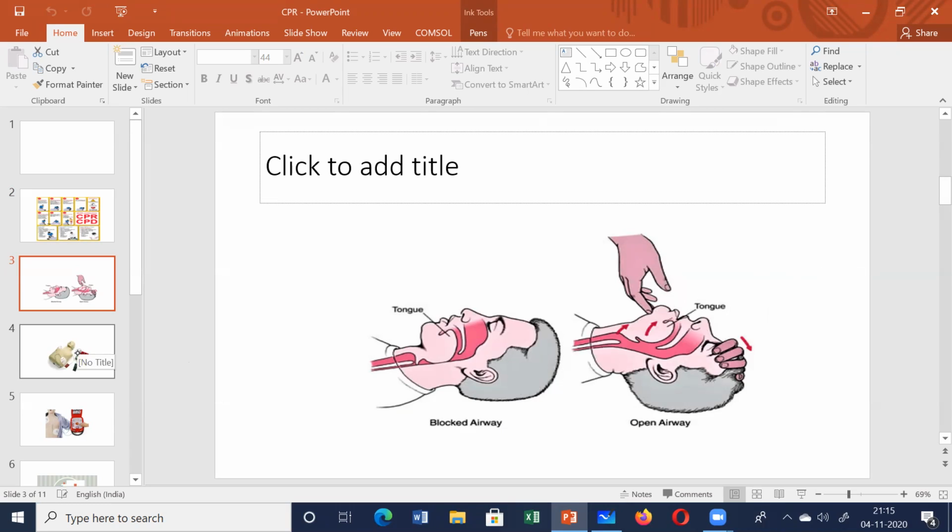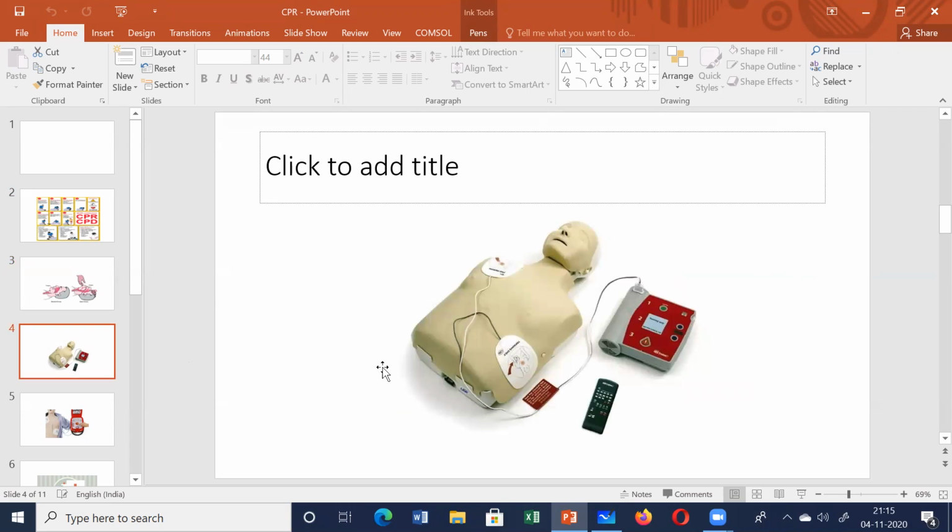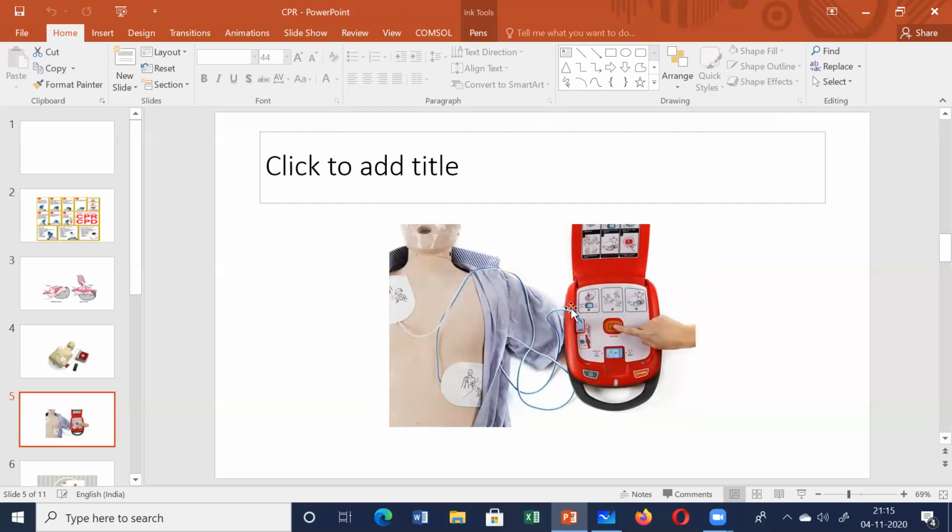Okay, next is early defibrillation. Now look at this instrument. This is an automated external defibrillator. Okay, so this is the automated external defibrillator. A defibrillator should be used as soon as it is available. This is the AED, the short form for automated external defibrillator.